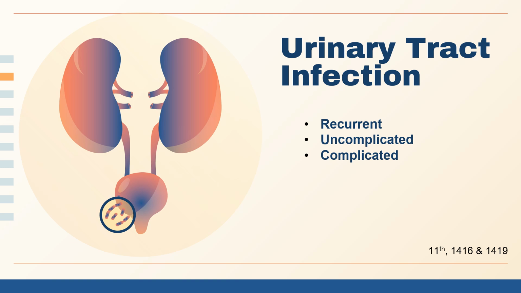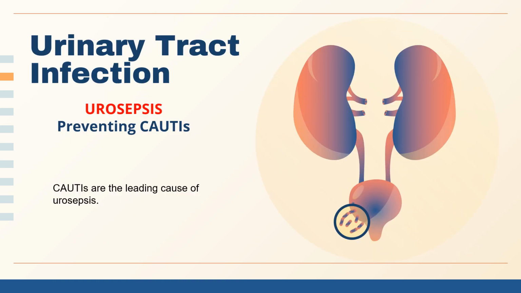Complicated cystitis, or UTI, requires more attention on the part of the patient or caregiver to avoid and/or detect adverse events. Urosepsis is the spread of bacteria from the urinary tract to the bloodstream. Urosepsis has a 10% mortality rate.